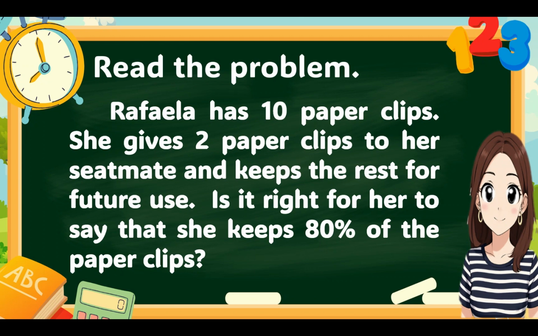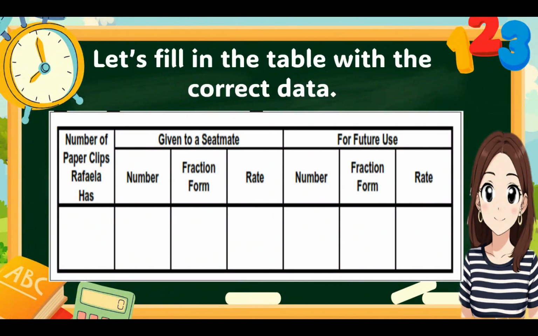Now let's take this for example. Read the problem. Rafaela has 10 paper clips. She gives 2 paper clips to her seatmate and keeps the rest for future use. Is it right for her to say that she keeps 80% of the paper clips? Now let's fill in the table with the correct data. This is based on Rafaela's problem.